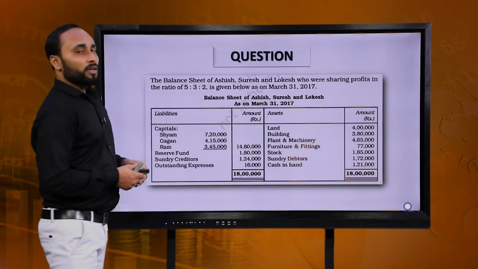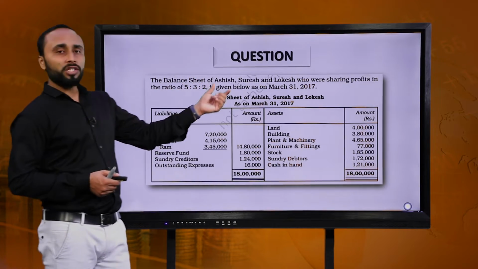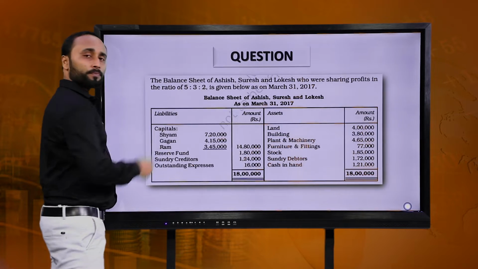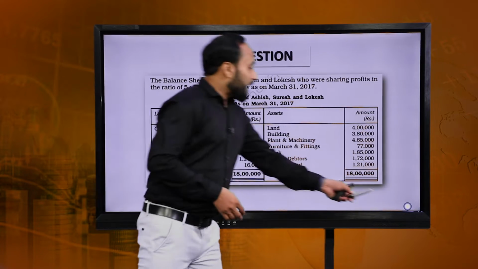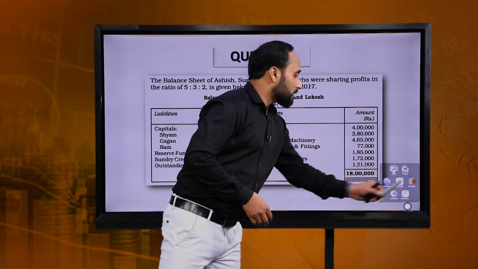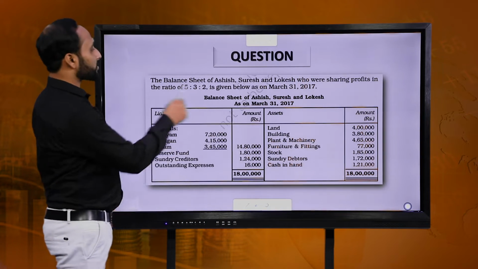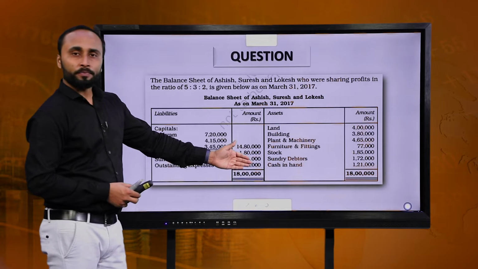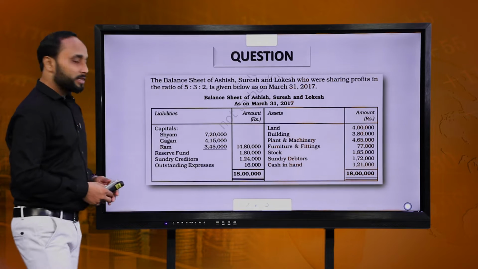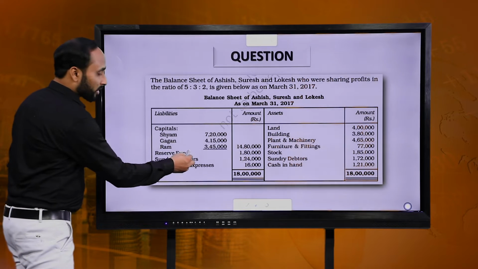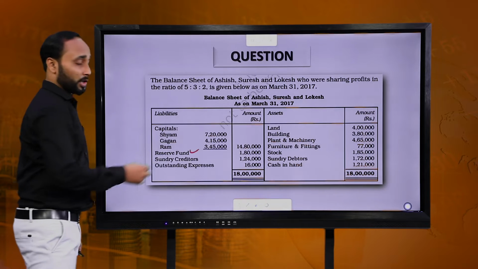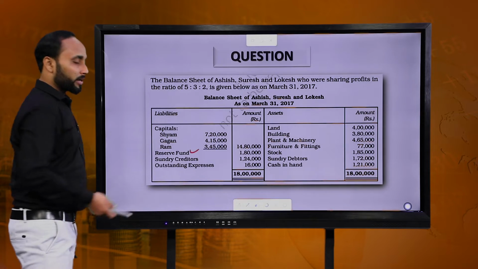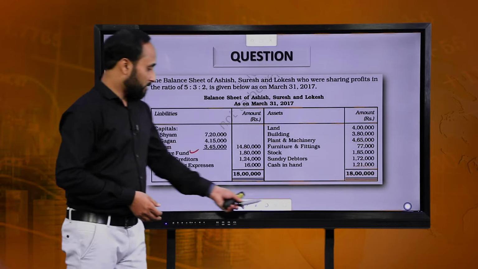In our question, we have Ashish, Suresh and Lokesh, whose profit sharing ratio is 5:3:2. Their balance sheet on 31st March 2017 is given to us. In the balance sheet, we have these assets, take a look at them. Then we have these liabilities. We have this reserve fund also. Remember, the reserves are to be written off unless otherwise stated. And then we have sundry creditors and outstanding expenses.